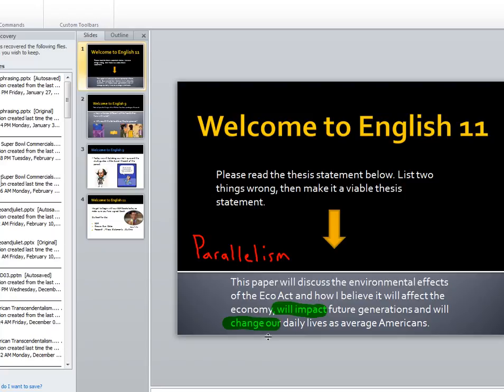And then instead of saying our, we could just say the daily lives of average Americans. So we've already taken out this paper will discuss. And all the rest of that, since they're in line with that. So it would read, the ECO Act, get rid of this too, will affect the economy, future generations, and the daily lives of average Americans. There is a thesis statement.